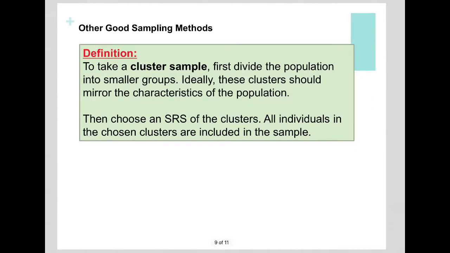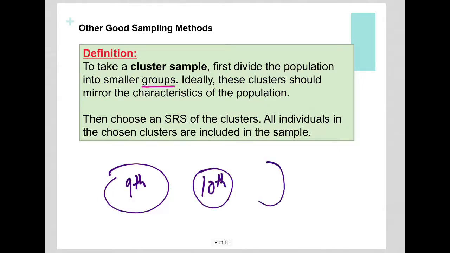So the fourth of the good ways to sample, or to select a sample, is a clustered sample. Once again, it includes groups. So the difference is you're choosing whole groups in a cluster sample. So maybe we do have groups 9th grade, 10th grade, 11th grade, 12th grade, etc. So let's say we have our groups 9th, 10th, 11th, and 12th.